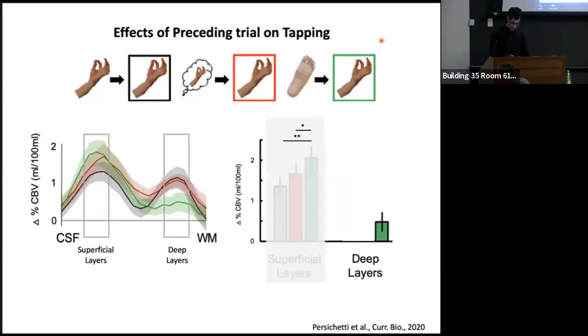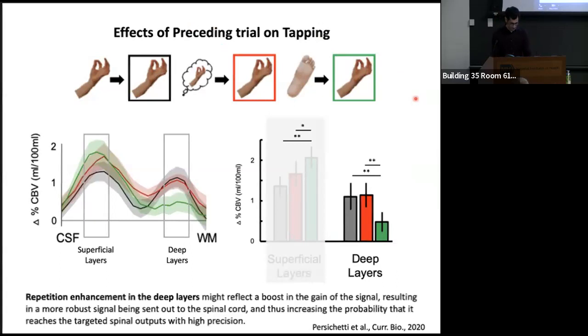Now in the deep layer, we can ask the same question. And interestingly, we find the exact opposite pattern of response. We found a repetition enhancement effect for both the repeated condition and the imagined tapping condition. And repetition enhancement is less commonly reported than suppression, but there is a literature on it. And we think that this repetition enhancement in the deep layer might reflect a gain increase in the signal to send a more robust output to the spinal cord, thus resulting in higher precision.